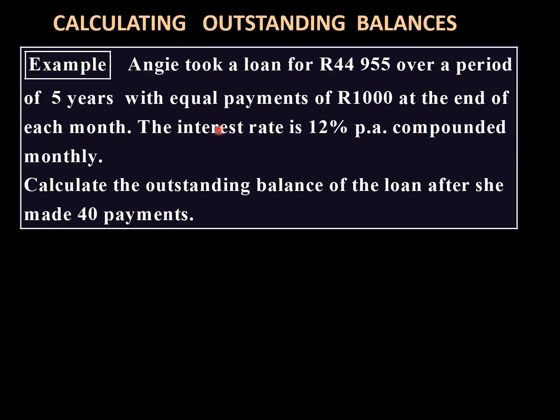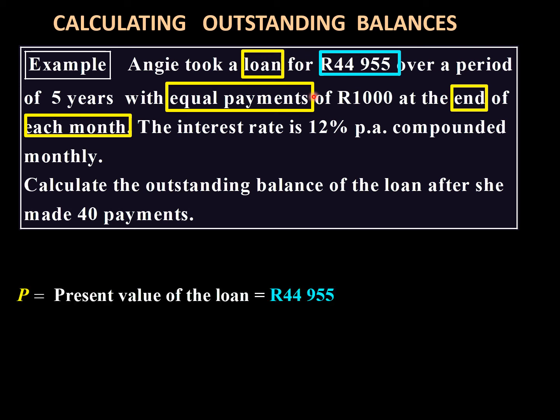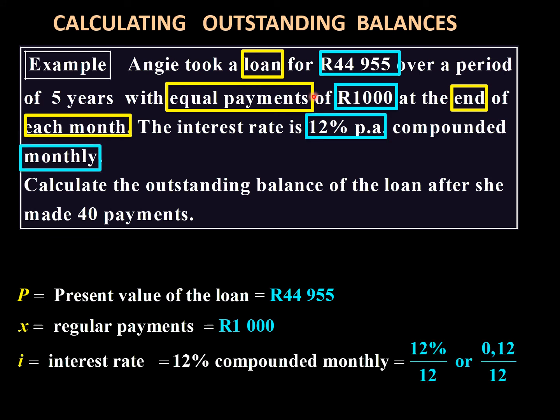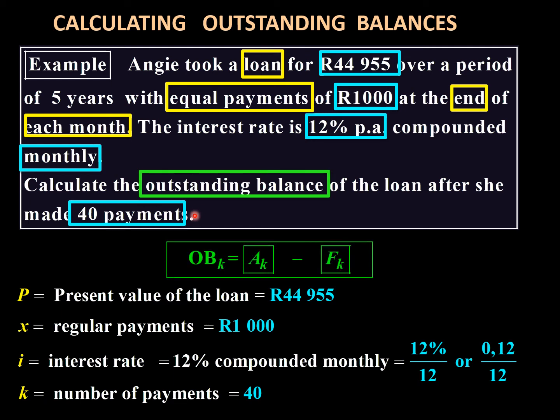Let's look at an example now. We have Angie who took out a loan, and we're going to calculate everything. She's making equal payments at the end of each month. The loan is 44,955 rand, that's the present value, and the monthly payments are 1,000 rand. The interest rate is 12% monthly, and there are 40 payments, so we want to find the balance after the 40 payments. We have to find the outstanding balance, and that is how we will find it: we look at the growth and subtract from it the future value of all those payments made.